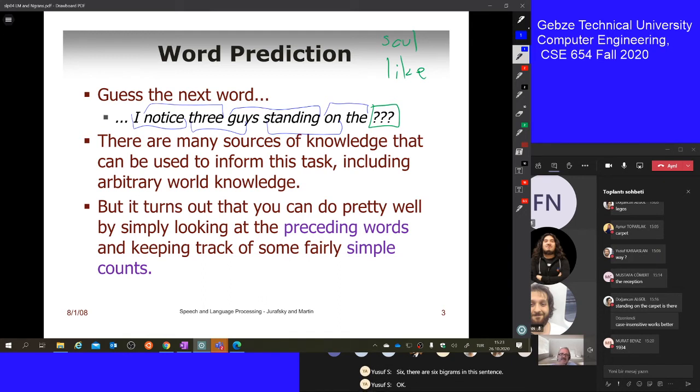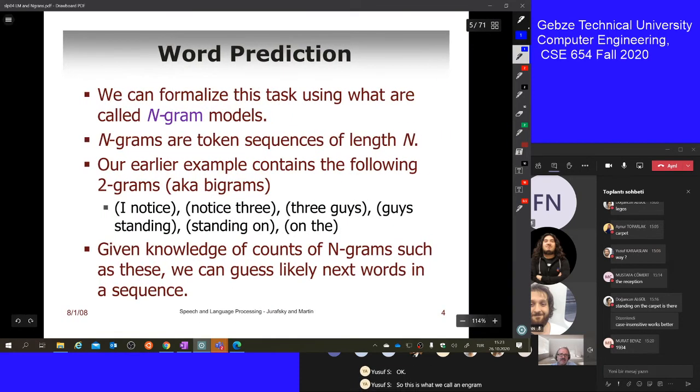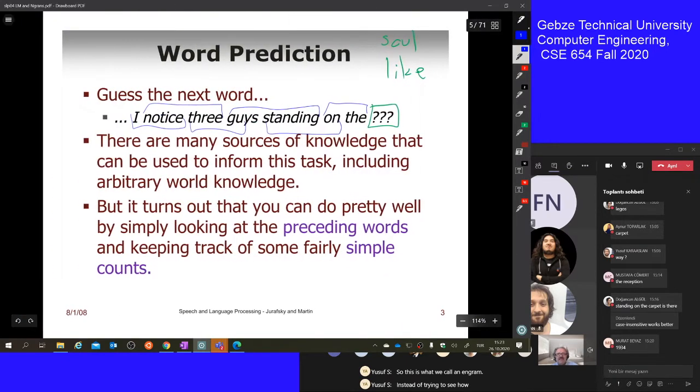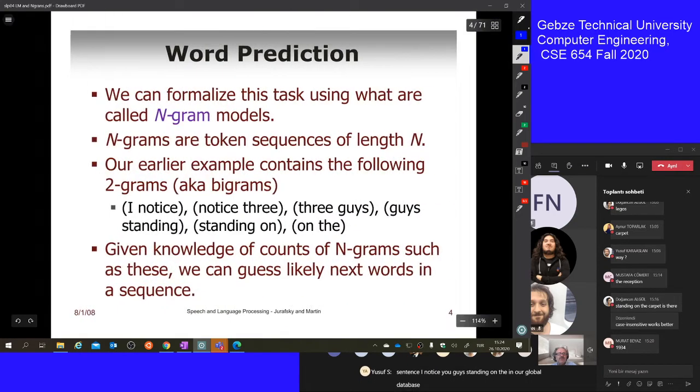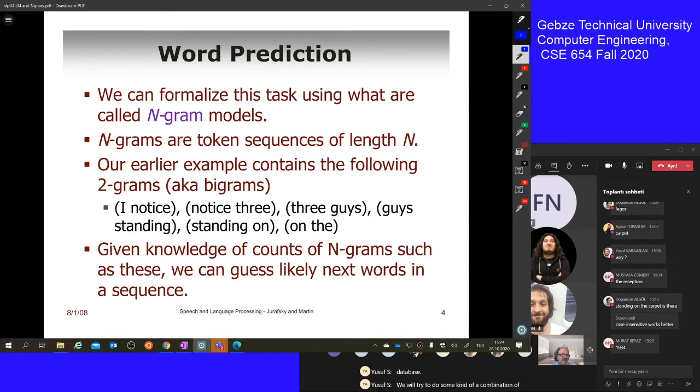So this is what we call an n-gram. Instead of trying to see how many times I have seen this sentence, "I noticed 3 guys standing" in our Google database, we will try to do some kind of a combination of how many times did I see "I notice", how many times did I see "notice 3", how many times did I see this n-gram, this one, this one, this one. And then we try to make a guess how many times did I see one after the other one? Okay, that will be the idea.